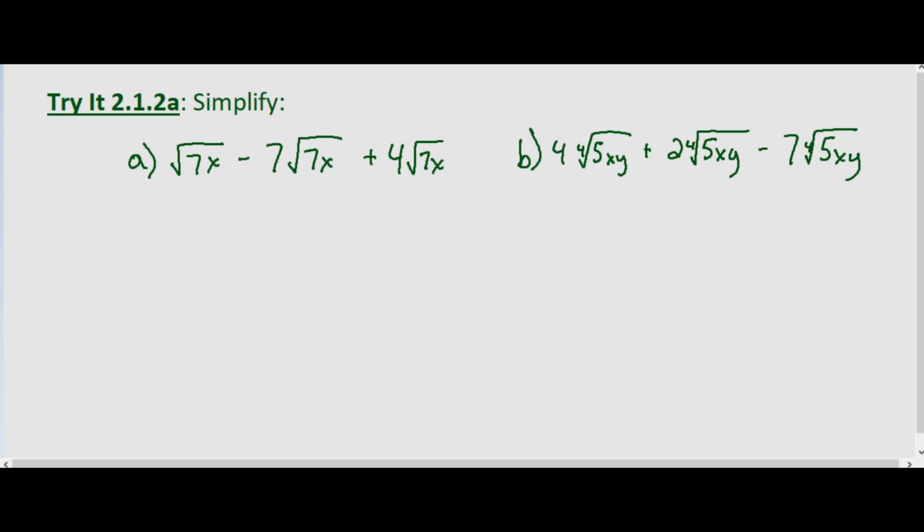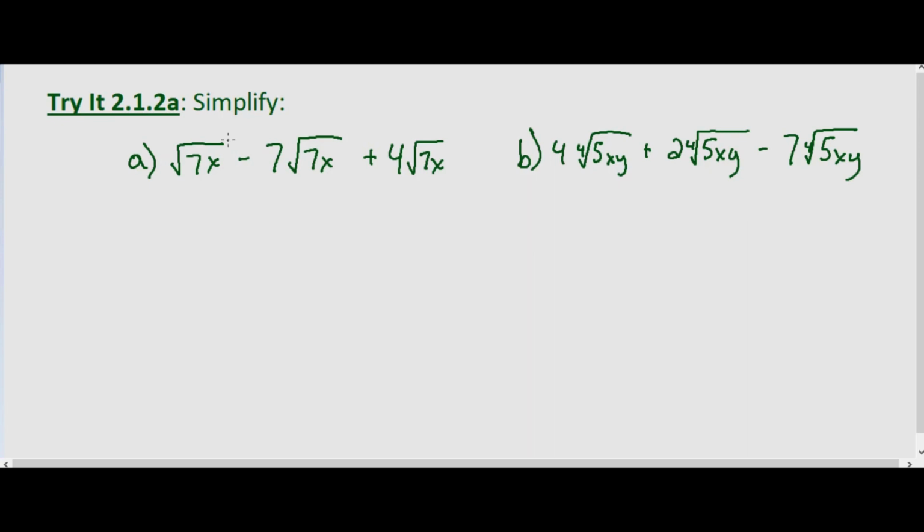So in this problem, we're again simplifying expressions involving radicals. The main point of this, these two problems at least, is to recognize that it doesn't matter how complicated what is under the radical is. If it's the same, they're like radicals.